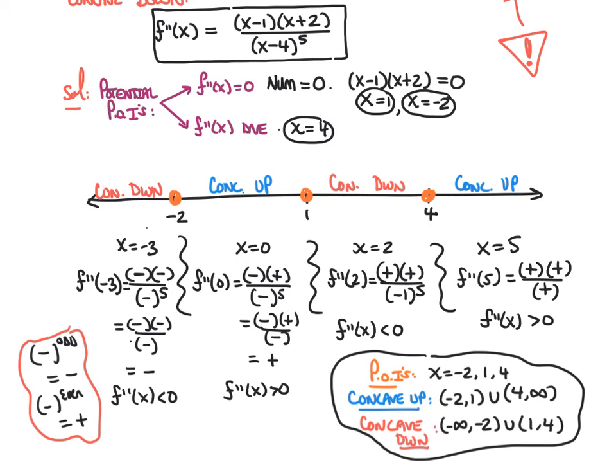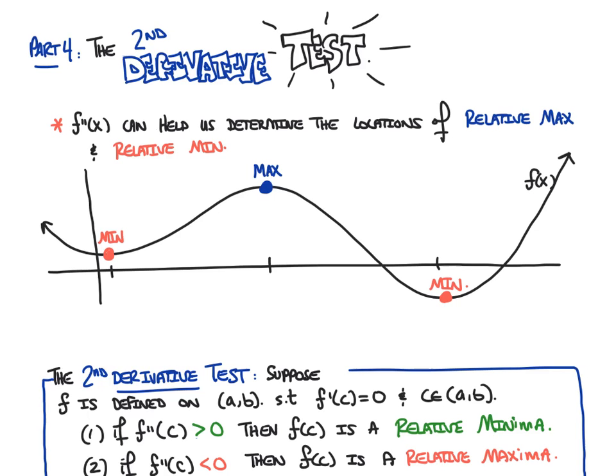So please practice this. You'll see all 4 of these types on your WebAssign. The last part of the lecture, we're actually going to learn what we call the second derivative test. So think of this as similar to the first derivative test. It'll help us determine when I have relative extrema.